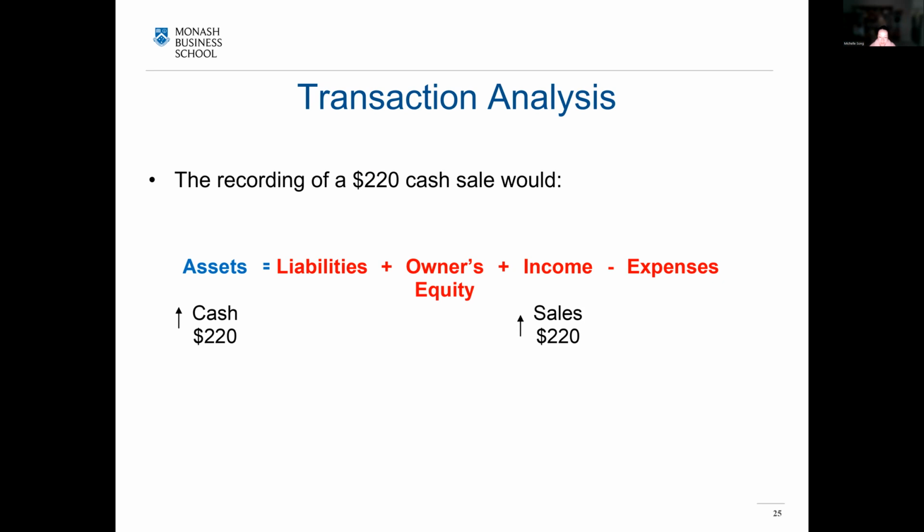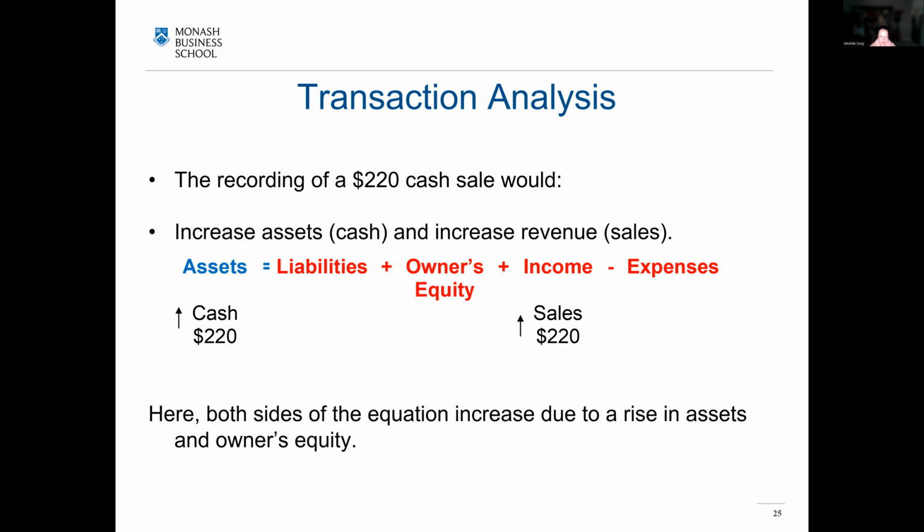What has happened to these accounts, whether it's an increase or decrease? In this case, cash increases because we receive $220 from a customer, from a third party. In addition to that, our income, which is sales, also increases by $220. So both the left-hand side and the right-hand side increase by $220. Overall, our conclusion here is the accounting equation remains in balance.